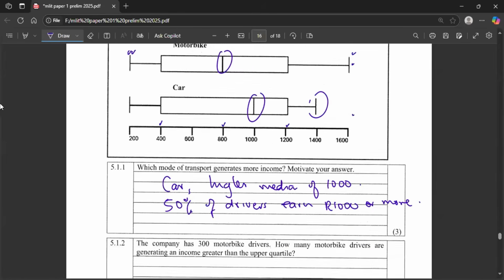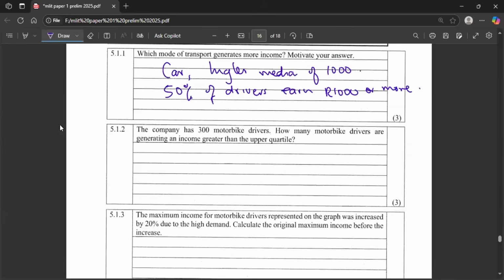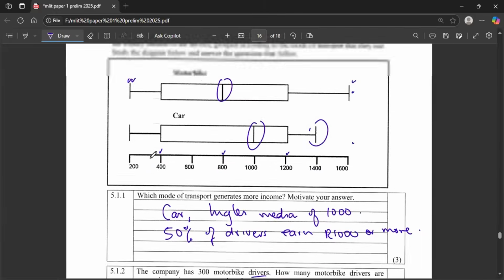Who knows? And 5.1.2, the company has 300 motorbike drivers. How many motorbike drivers are generating income that is greater than the upper quartile?